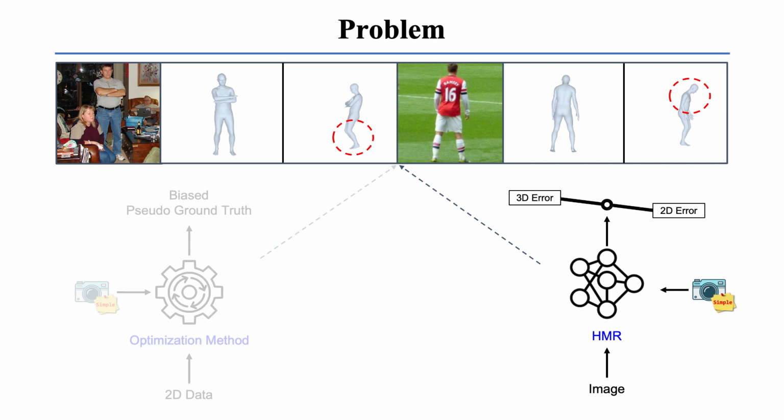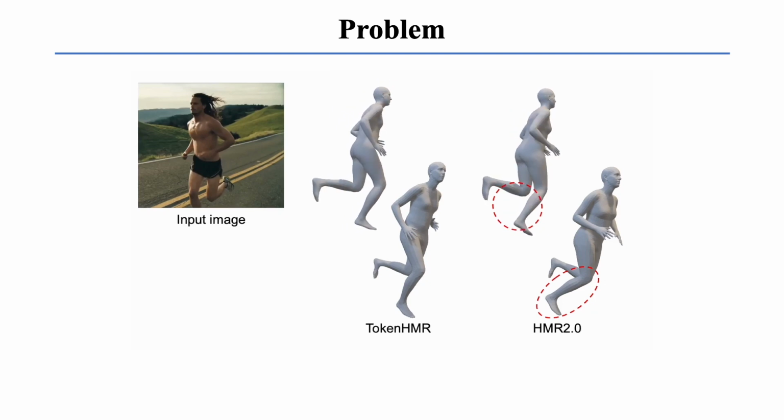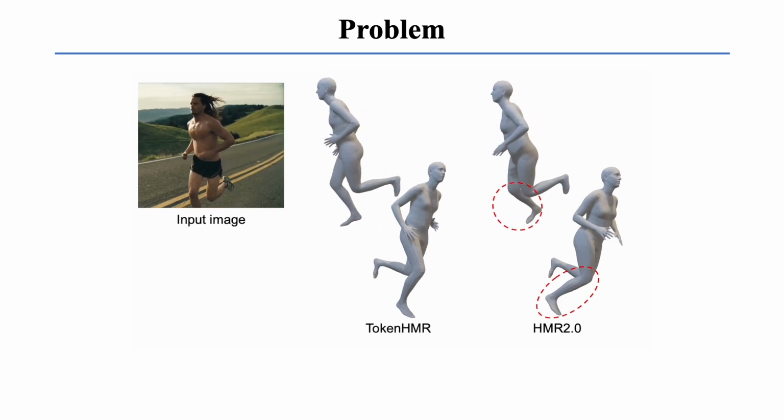Second, the loss functions used to train HMR methods balance 3D and 2D error terms. The 2D term minimizes the error between observed and projected joints. When the camera model is wrong, the network learns to distort the body to fit 2D features.